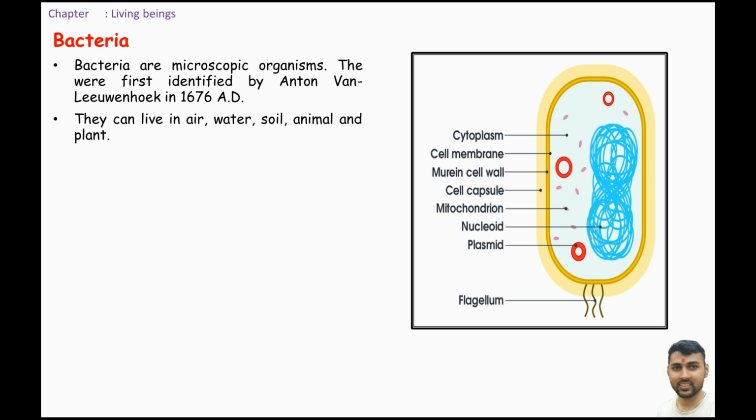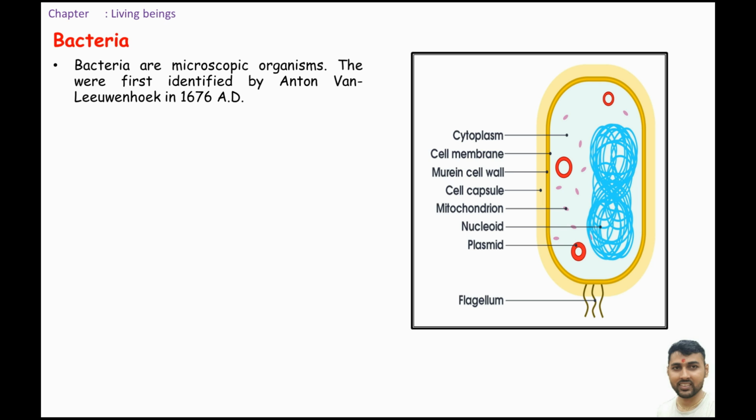The structure of the bacteria resembles neither the plant cell nor the animal cell. Its structure is comparatively different from that of the plant cell as well as the animal cell, as they are prokaryotic organisms. Prokaryotic means they do not have a true nucleus. They do not have a well developed nucleus. They are unicellular organisms, but they do not have a true nucleus. That's why they are also known as prokaryotes.